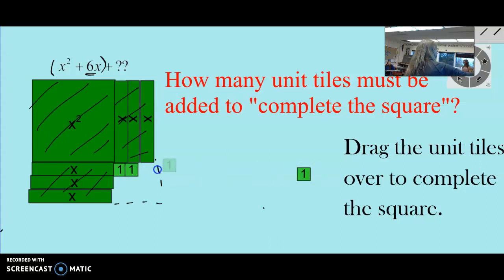How are you getting the 9? Just 3 times 3 is 9. Yes, because once you split that in half, you have, this takes a long time.